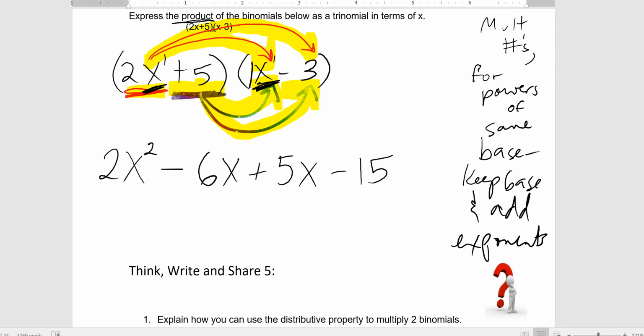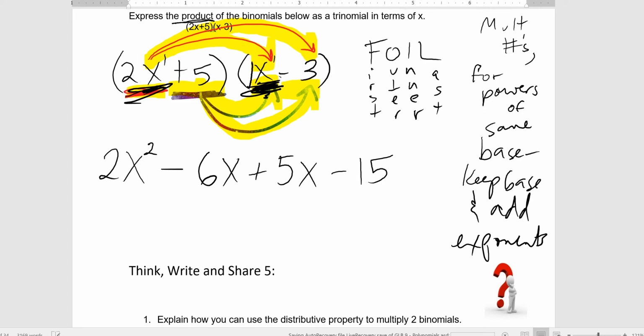Okay. You might have done this in a process called FOIL. First, outer, inner, last. Right? 2x and 1x are the first of each parentheses. They give you the 2x squared. The outer terms, 2x and negative 3, give you the negative 6x. The two inner terms, the 5 and the x, give us 5x. And the last one in each parentheses, 5 times negative 3, is negative 15. Doesn't matter if you want to think of it as using FOIL or whether you want to think of it as using distributive property. Either way, you're getting all 4 terms to multiply with each other.